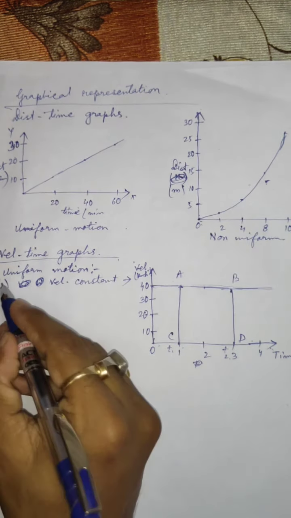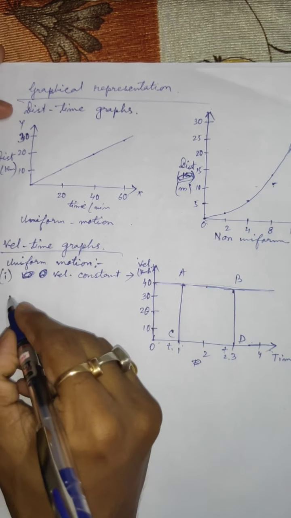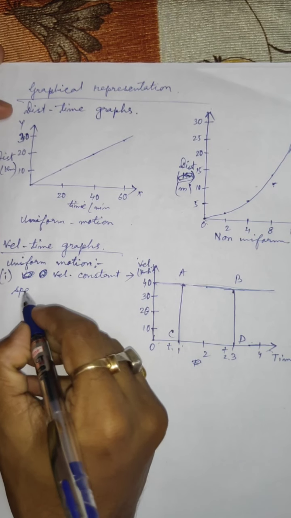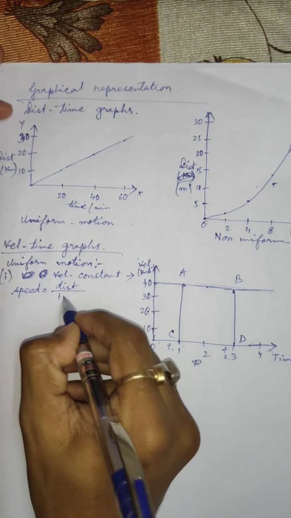Alright. Now let's see. I have already shown at the start that speed or velocity is equal to distance by time.